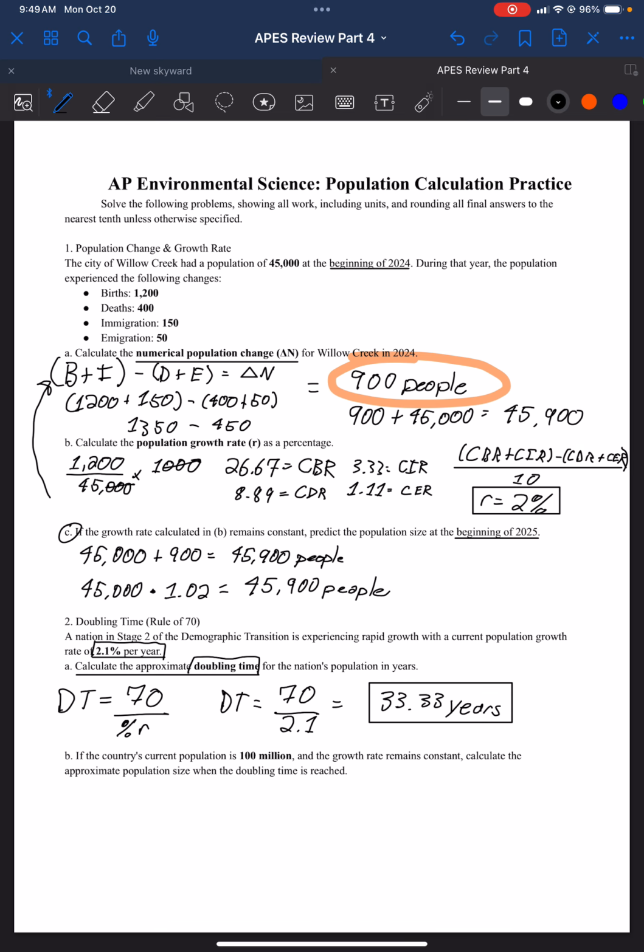Pretty reasonable. You know, if you use your common sense, let's round that down to 2%. If it was growing at 2%, it would double every 35 years.